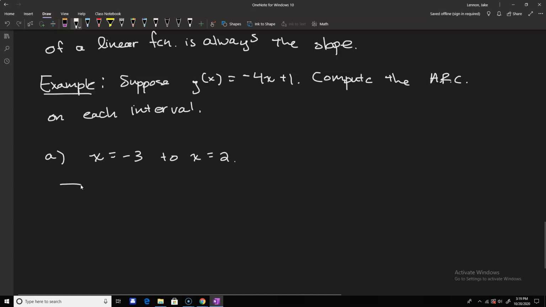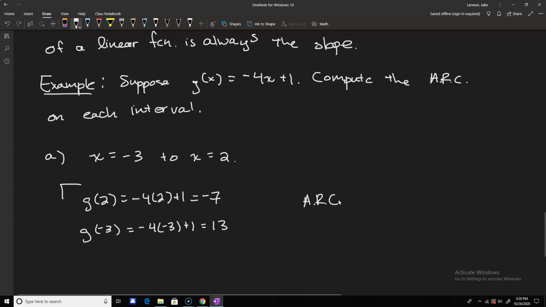I'm not doing net change here, just the average rate of change. So we want to plug in 2 first. I like to do the bigger one first. So g of 2 is going to be -4 times 2 plus 1, which comes out to -7. And then g of -3 is -4 times -3 plus 1. So that's 13. So what's our average rate of change? Our average rate of change here is 13 minus -7 divided by 2 minus -3.